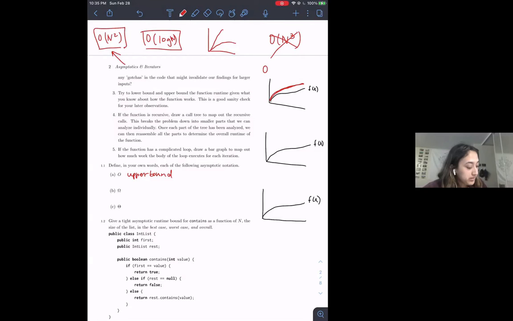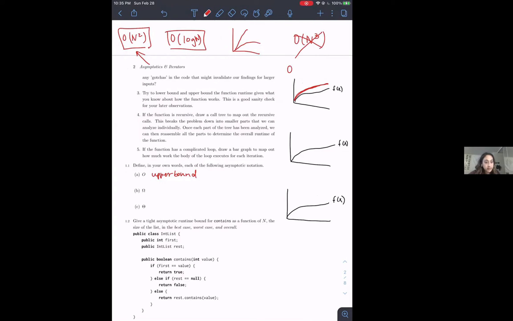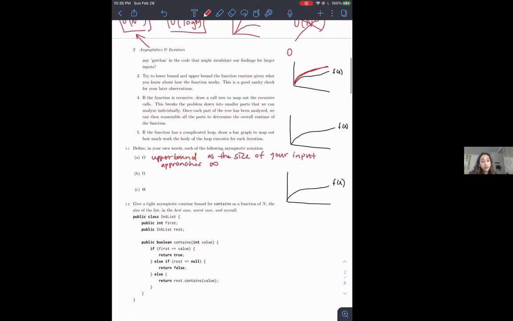If we move on to the next one here, we have our theta bound. Another thing to note is that it's an upper bound as the size of your input approaches infinity. And this is true for all of the bounds that we're going to talk about today. It's always as the size of the input approaches infinity, because we're looking at huge n's rather than smaller ones.